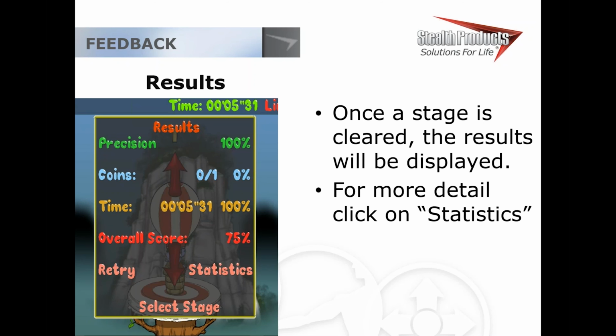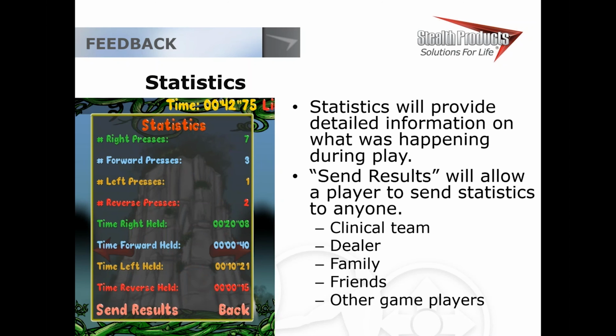But if you click on statistics, you'll get a little more detail, and this is where the good stuff is. So you click on statistics, and now we get to see what was really happening while we were playing. Depending on the level, let's pretend this level only required a forward and a reverse. In this level, I've got 7 rights, only 3 forwards, 1 left, and 2 reverses. But we'll pretend that this only required 1 forward and 1 reverse.